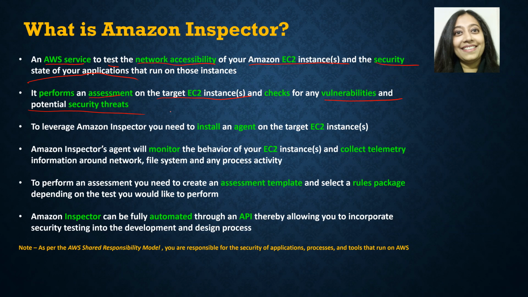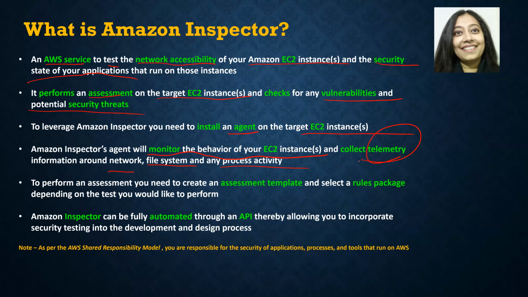In order for you to leverage Amazon Inspector, you need to install an agent on the target EC2 instances. So whatever EC2 instances that you want to perform this particular check or perform any network accessibility checks, etc., you need to install the agent on those EC2 instances. Now, what is this agent going to do? This agent will monitor the behavior of your EC2 instances, collect telemetry information around network, file system, and any kind of process activity happening on that EC2 instance.